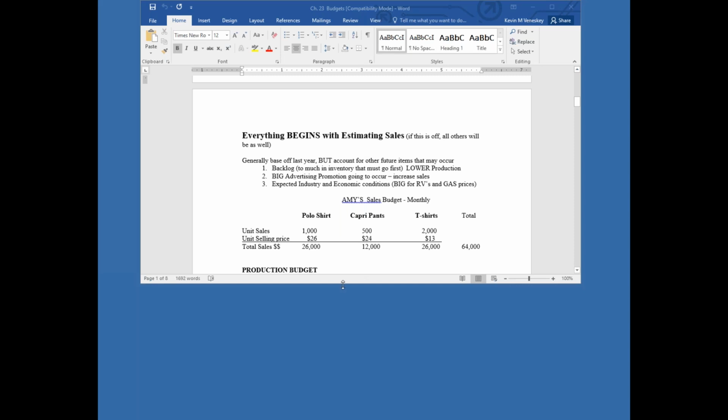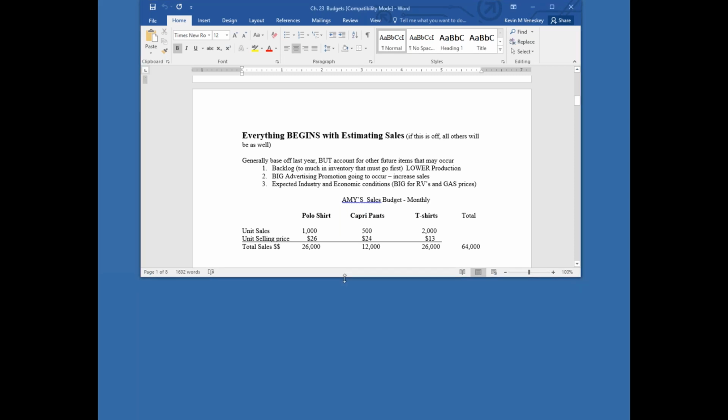Most of the time you're going to want to look to past sales and see how you did, except if it's your first year, that's going to be tough to do. But even though if you look at past sales, there are a few other items you're going to want to be aware of that may affect upcoming sales.